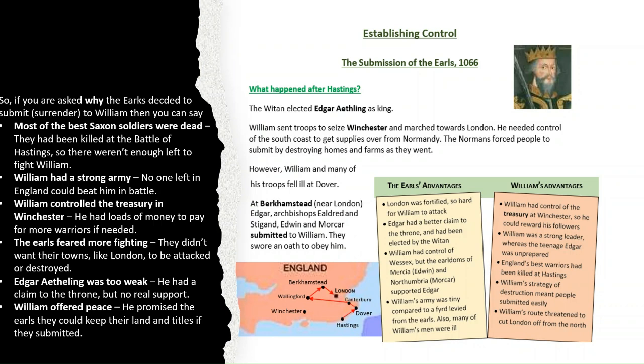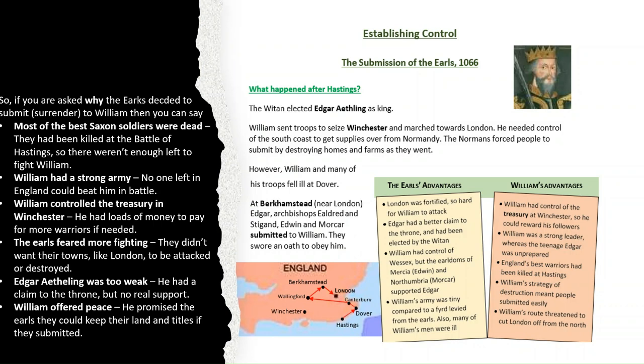Reasons why they submitted to him, basically, is the fact that most of the best Saxon soldiers were dead, so there's no one left to fight. William had a strong army, so it would be very difficult to beat him. William controlled the treasury in Winchester, which meant that he had lots and lots of money to pay for more warriors if he needed to continue fighting. The Earls themselves were worried. They didn't want any more fighting because they knew that their towns were being attacked and destroyed. They wanted to stop this.